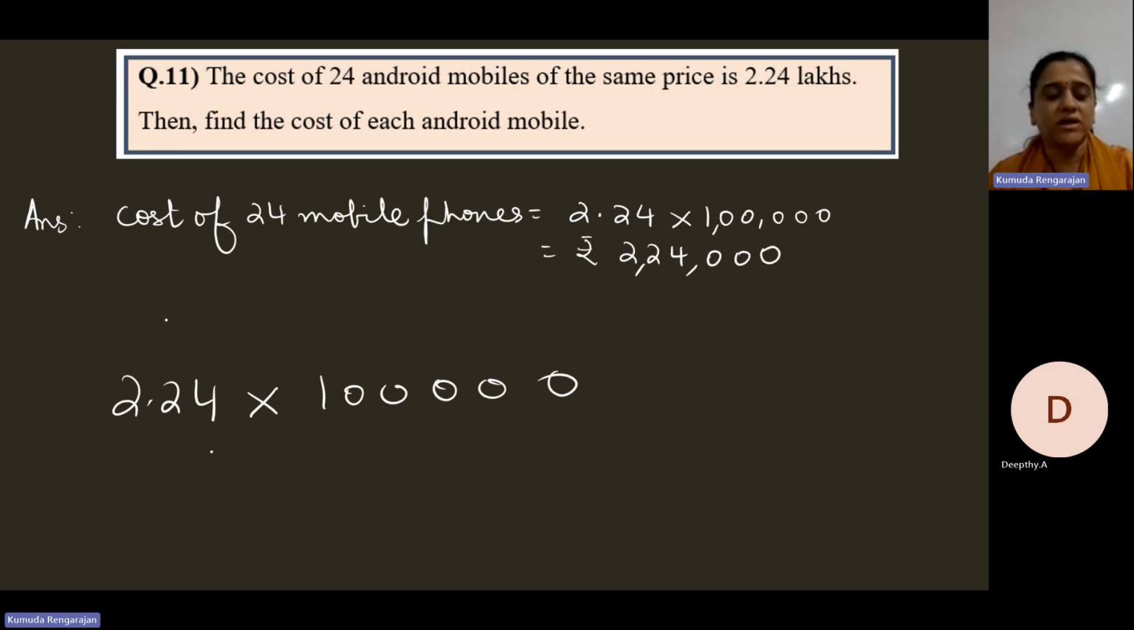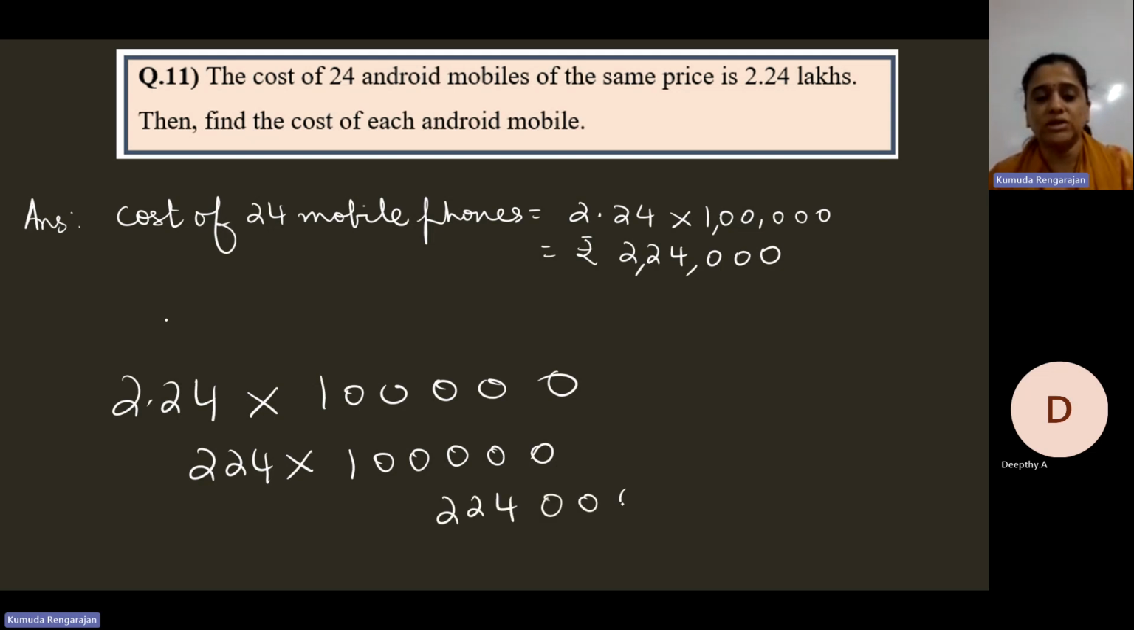So how do you multiply? It's like multiplying 224 with 1 lakh. So what will you get? 224 followed by 5 zeros. Now the decimal point: after the decimal point there are 2 digits, so place it here. So 224 followed by 3 zeros. So this is 2.24 lakhs: 2 lakhs and 24,000.